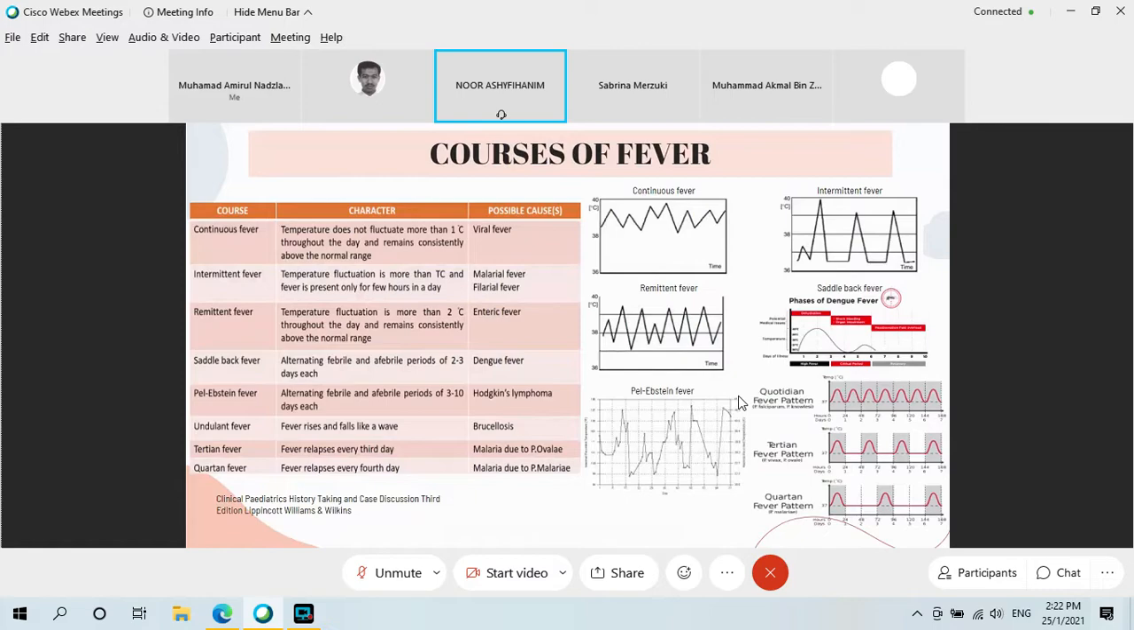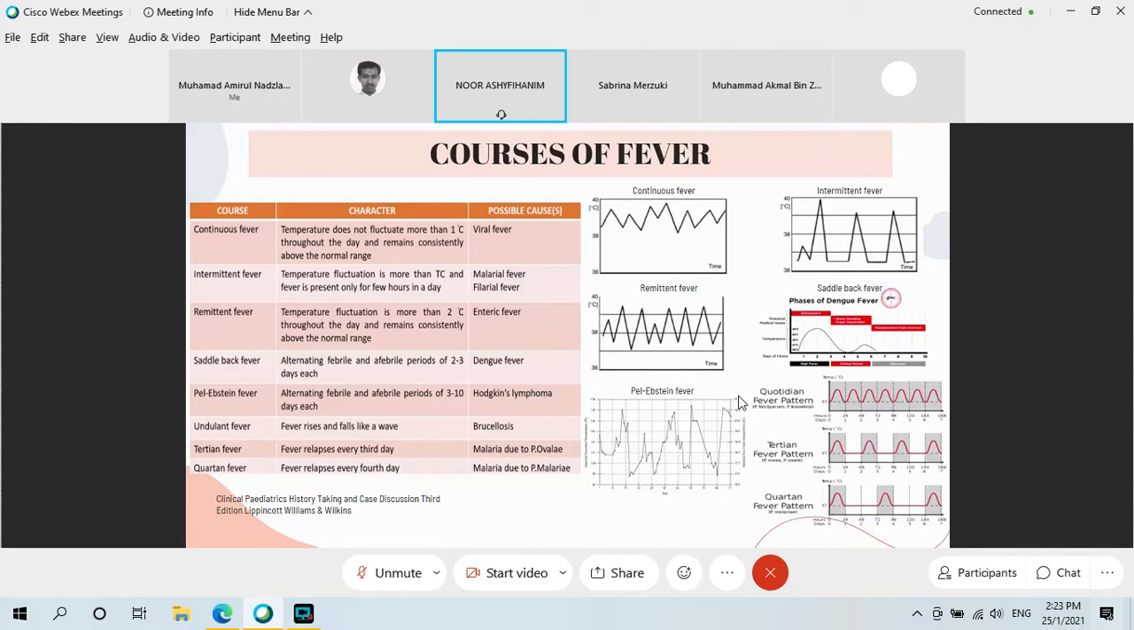It is characterized by the temperature remaining constantly above the normal temperature, and the fluctuation is usually not more than 1 degree Celsius within 24 hours. The possible causes for the continuous fever are usually viral fever, such as gram-negative pneumonia.